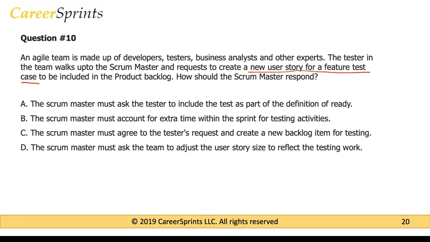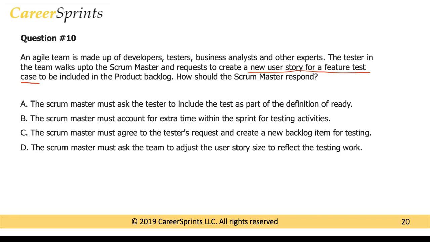So let's look at option A. The Scrum Master must ask the tester to include the test as part of the definition of ready. If you understand the meaning of definition of ready, it is a checklist of criteria that you use prior to starting a sprint. You use it to check whether a user story has been broken down or written appropriately, so that it can be picked up and worked in the sprint.